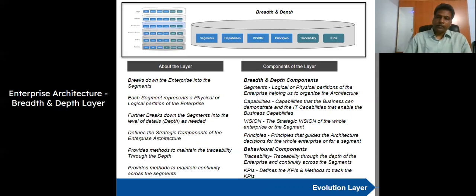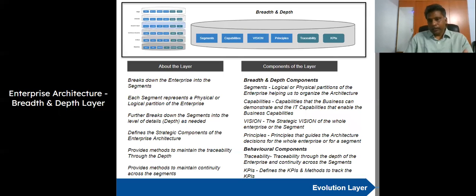Then the two important parts of this layer would be defining the vision. So at an organization or enterprise level, or at each segment level, what is the vision, right? That would be driving all our architecture decisions going forward, right? So the vision and the architecture principles, right? What are the guiding principles we want to adhere to when we make the architecture decisions? So all those are defined in this layer, right?